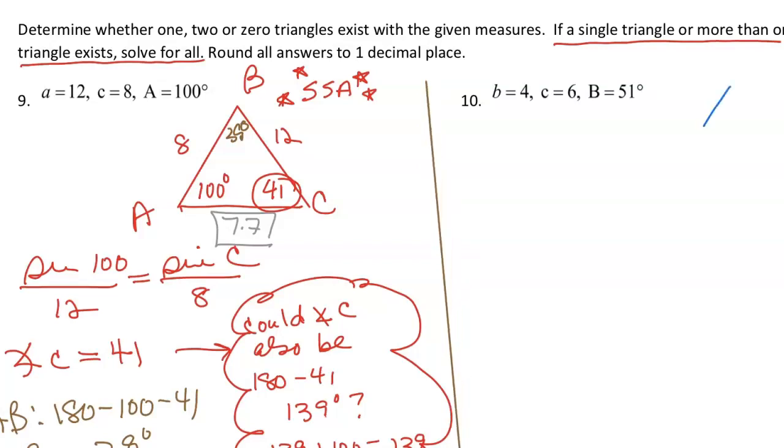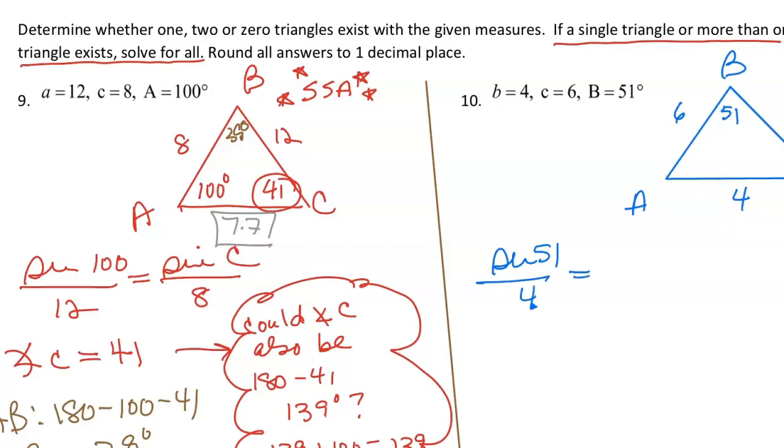Okay, draw the triangle. Okay, so this is also an ABC triangle. ABC. B is 51, little b is 4, and little c is 6. I am given side angle. Be on the lookout. 0 triangles, 1 triangle, 2 triangles. Okay, I'm going to try to find angle C. So I have sine of 51 over 4 equals sine of missing angle C over 6.